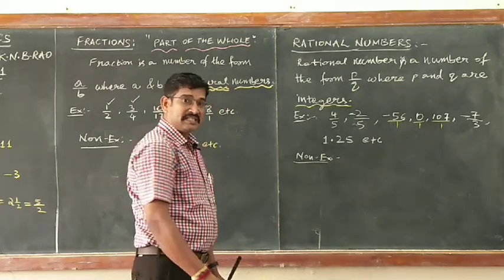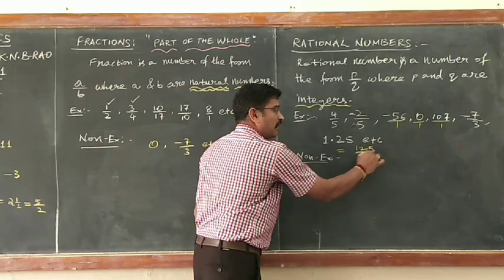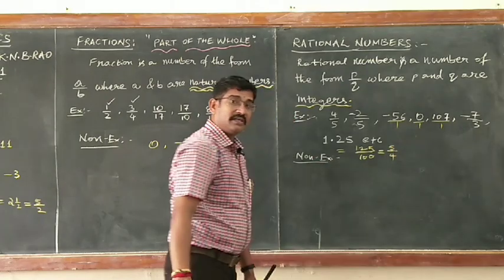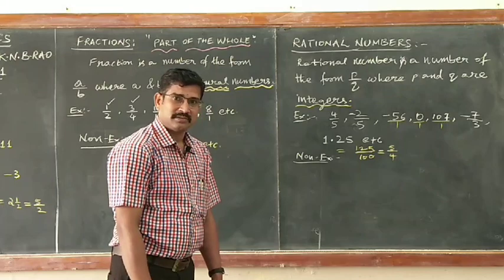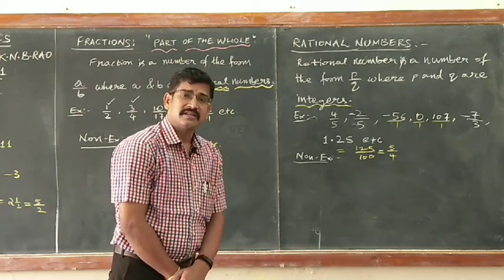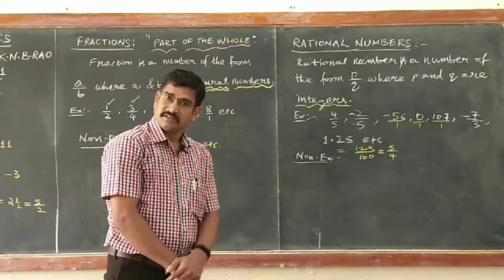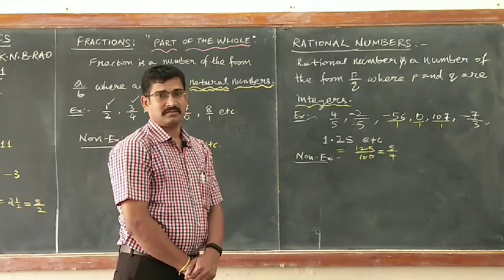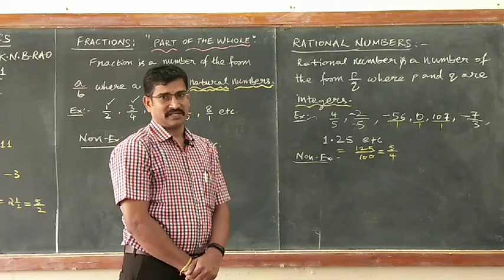1.25, which in turn can be written as 125 upon 100, after simplification 5 by 4, it is again obviously a fraction. Now, we will sum it up by telling all the fractions are rational numbers, but all the rational numbers need not be fractions. Okay?